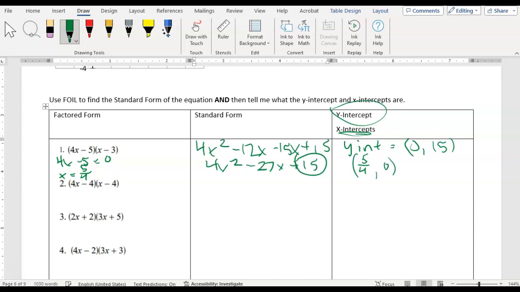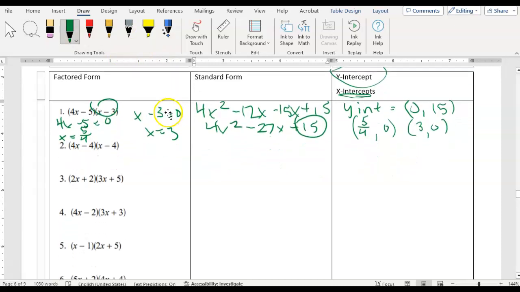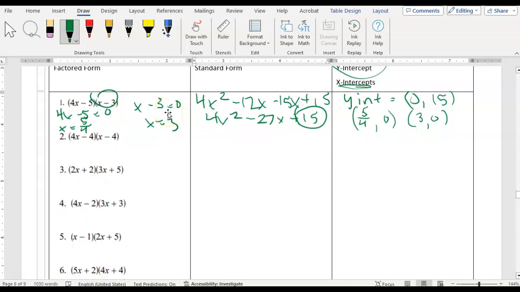You can also put that in decimal form if you want. And then this one's a lot more obvious. X minus 3 equals 0, x equals 3. So the other one is 3, 0. Those are your x-intercepts. Okay? So that's what you're going to go through and do for each one of these. So whichever one is easier for you to do first, you can do first.